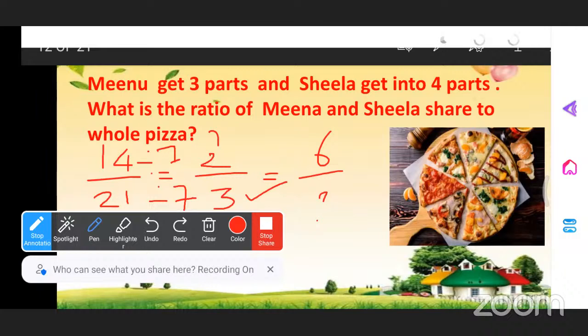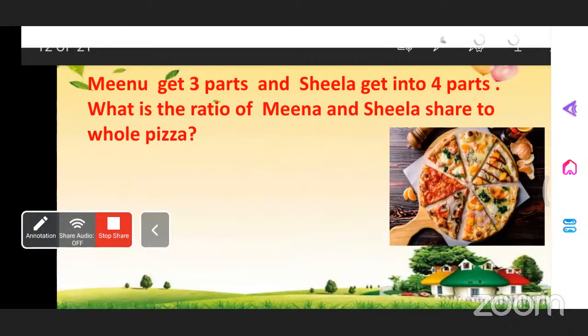And then the last term: 2 divided by 3 is the equivalent ratio of 6 divided by unknown number. So which number can you multiply by 2 to get 6? 3. 3 twos are 6. So the denominator also is multiplied by 3. Nice try.